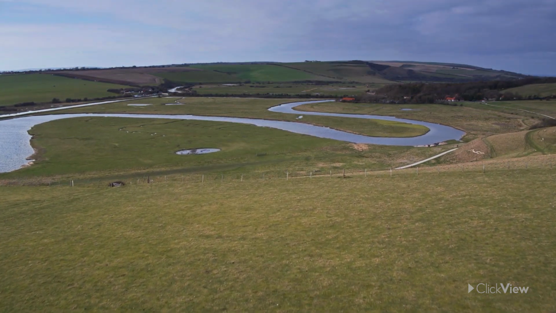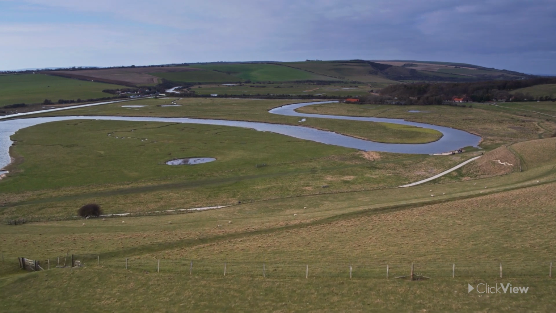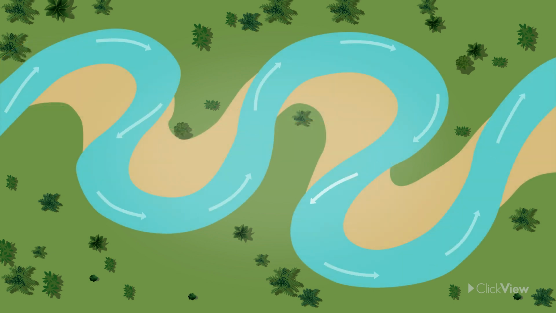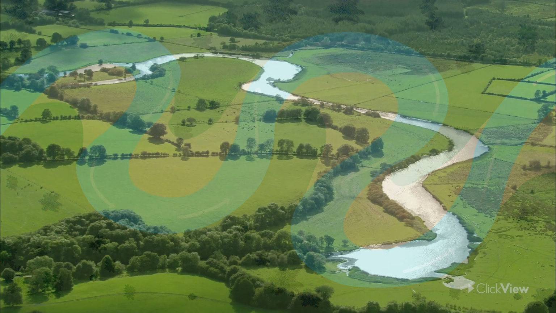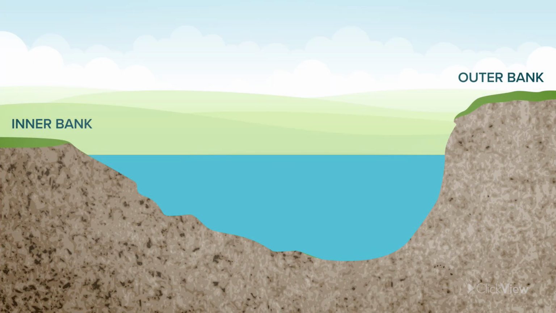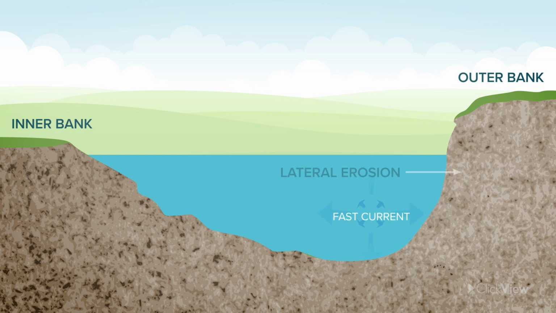Meanders begin as small bends in the river that gradually increase over time. This is because as the river goes around the bend, most of the water and the energy in it gets pushed to the outer bank. The erosional processes of hydraulic action and abrasion are at work here, wearing away the outer bank and transporting sediment downstream. As lateral erosion continues, the current undercuts the outer bank to form a steep concaved bank or river cliff.